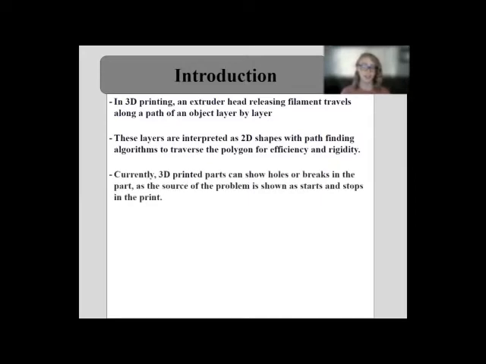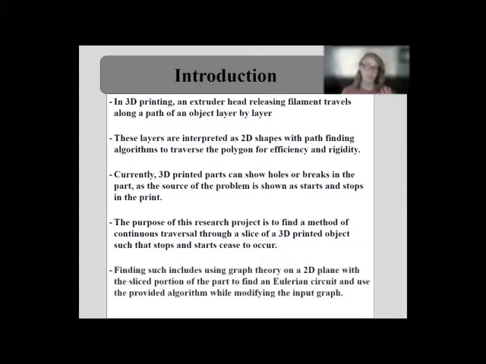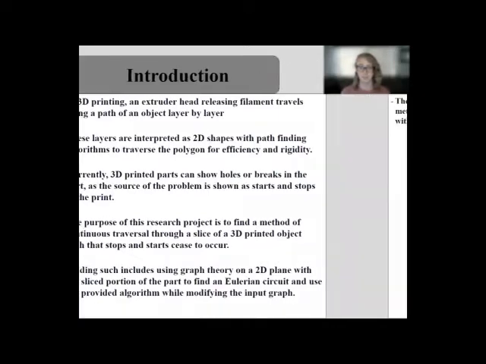However, there are currently 3D printed parts that show holes or breaks in the part, and the source of the problem is shown to be the starts and stops within the printing process. The purpose of this research project is to find a method of continuous traversal through the slices of 3D printed objects, such that stops and starts cease to occur in the first place. Finding such includes using some graph theory on a 2D plane with the slice portion of an Eulerian circuit. Once we find one of these Eulerian circuits, we can solve the problem and have a continuous traversal method to solve more of these complexities.